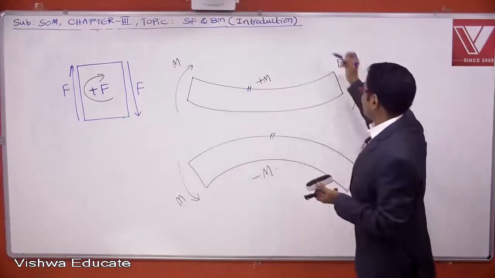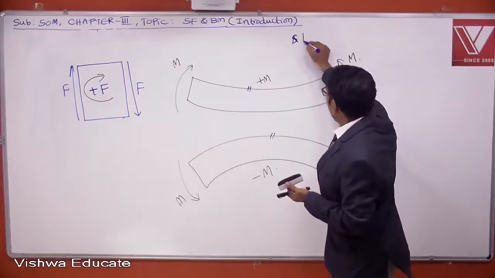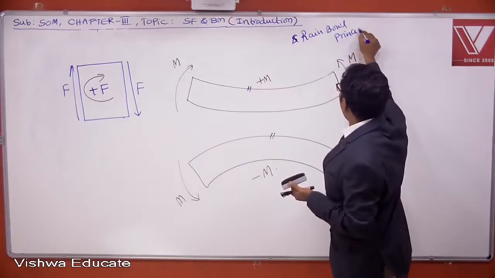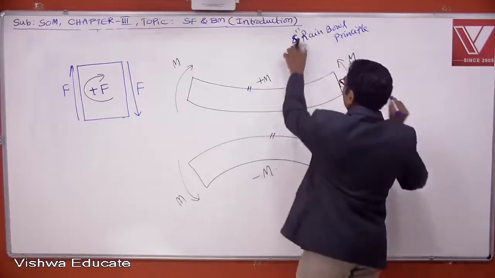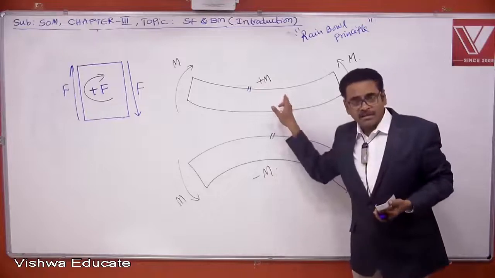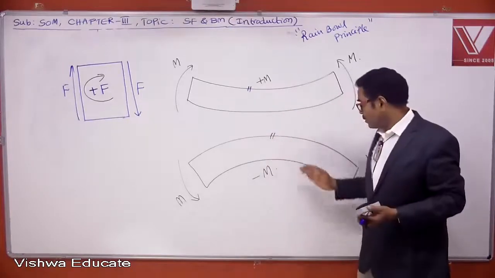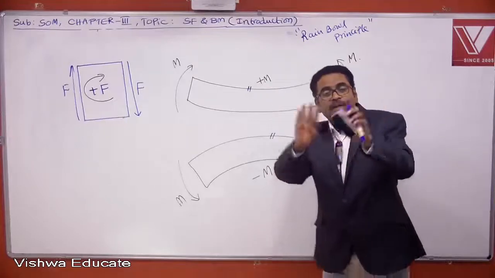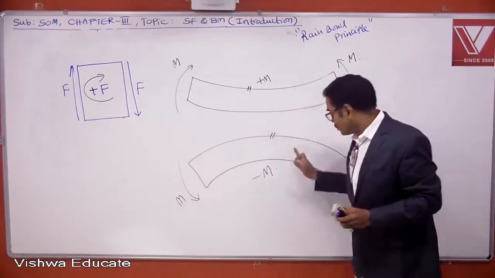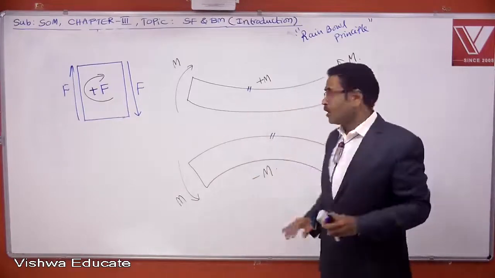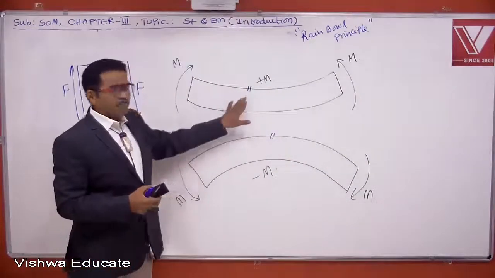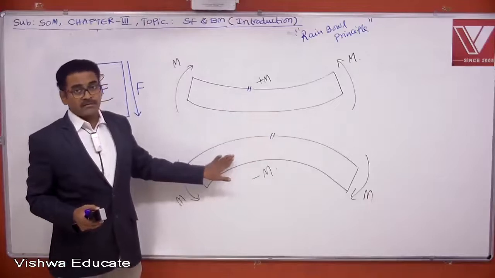To avoid this confusion, I may use the rain bowl principle. Here, this beam is bent in the form of an ordinary bowl. This beam is bent in the form of an inverted bowl. This beam is bent in the form of an ordinary bowl. This beam is bent in the form of an inverted bowl. Put both the bowls in rain. Which bowl will collect water? Upper bowl or bottom bowl? Which bowl will collect water?